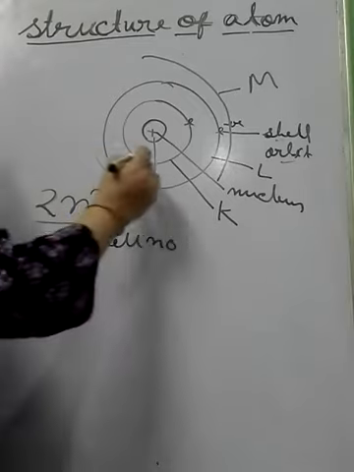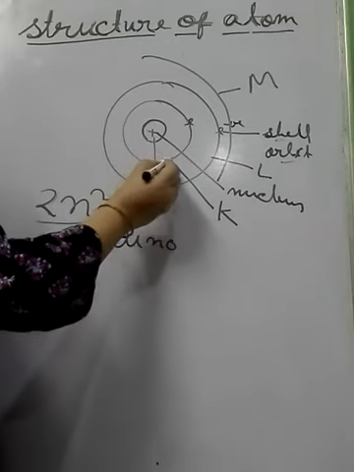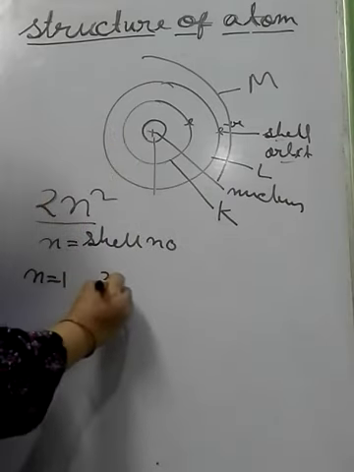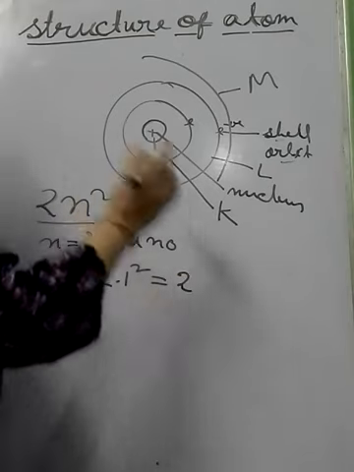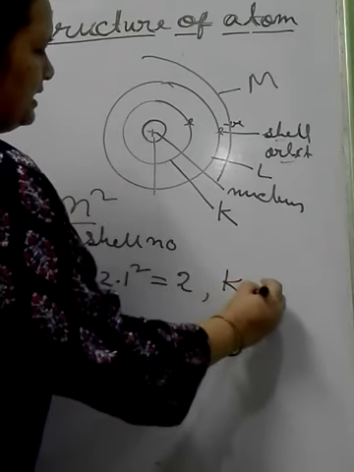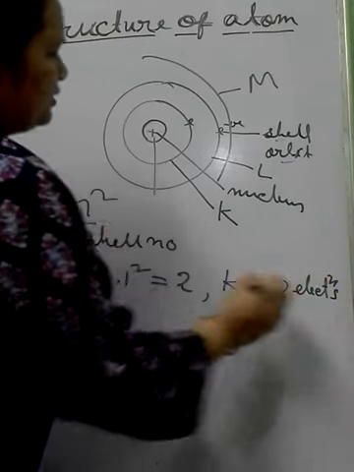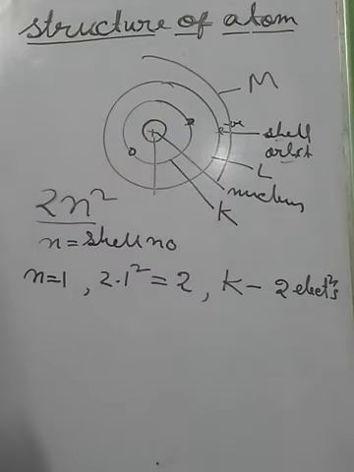Now for the first shell, n equals 1. So if you put the value, 2 into 1 square equals 2. That means in the first shell, in the K shell, 2 electrons are possible. 2 electrons can be given in the first shell. Suppose I am giving them with this mark: 2 electrons are possible in the first shell, in the K shell.